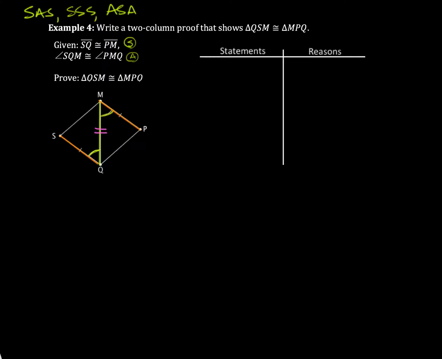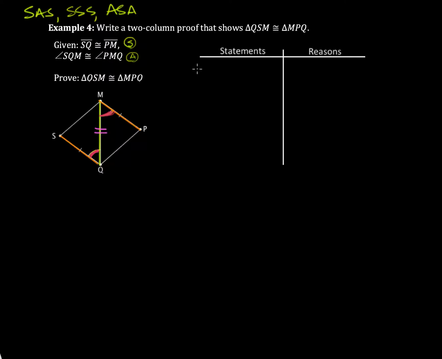Because if I draw in, PM is going to be congruent to SQ by the given information, and then this angle right here is congruent to this angle. You can see that that red angle is the included angle between the orange and the yellow. So we should have enough information to use side angle side.